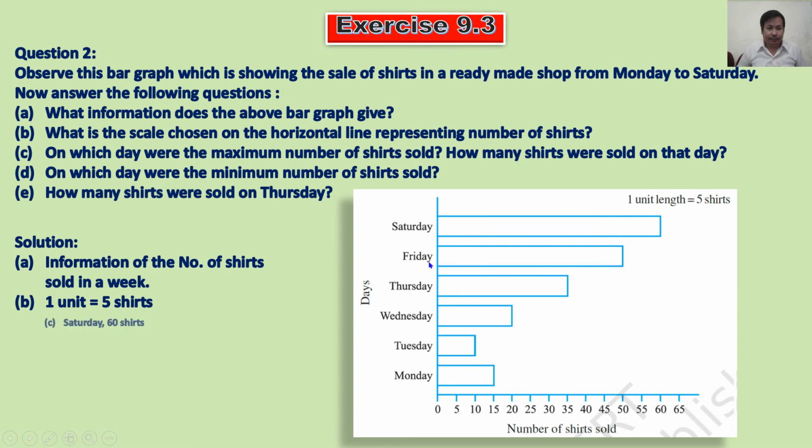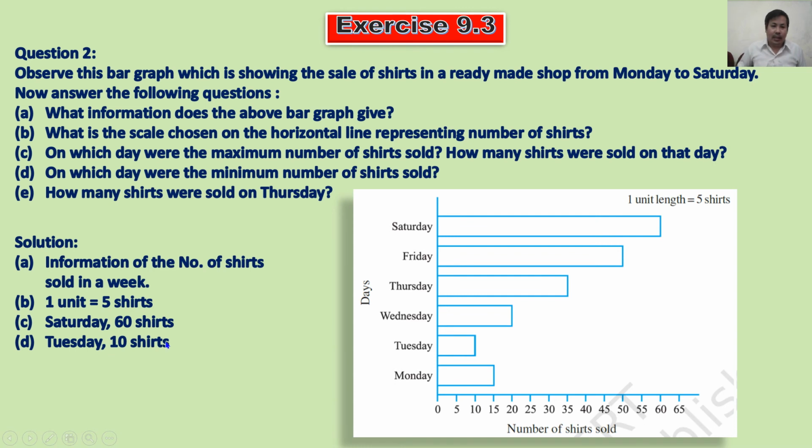Then number C. On which day were the maximum number of shirts sold? That is on Saturday. You can see the longest bar shows the biggest number. That means on Saturday the maximum number of shirts was sold, and how many? You can find that it is 60 shirts. Next, D. On which day were the minimum number of shirts sold? You see that on Tuesday the shortest bar shows the minimum number sold, that is 10 shirts.